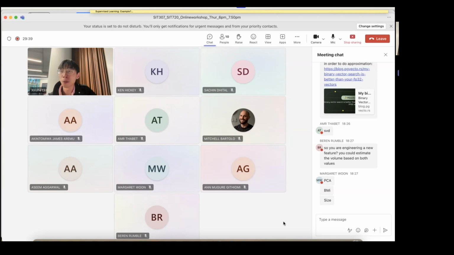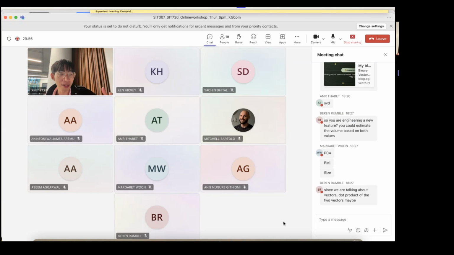But actually, BMI is only used for height and weight. We want to have a generalizable process. BMI is one function, and this function is specific to weight and height. Do we have some other generalizable process for different data sets of any data size? Someone says PCA, Margaret says PCA.